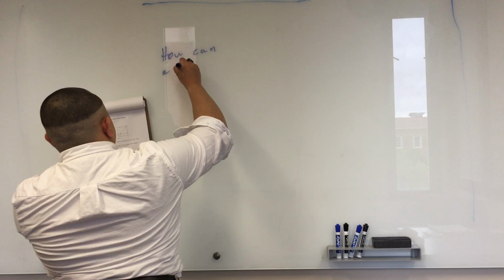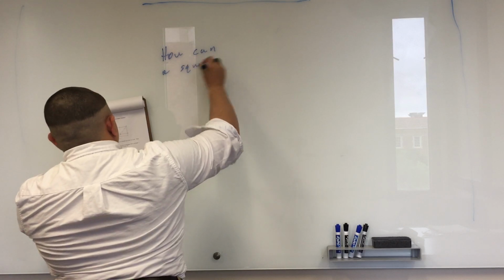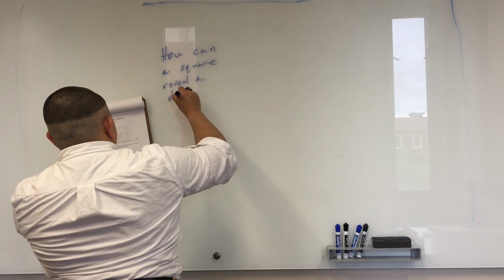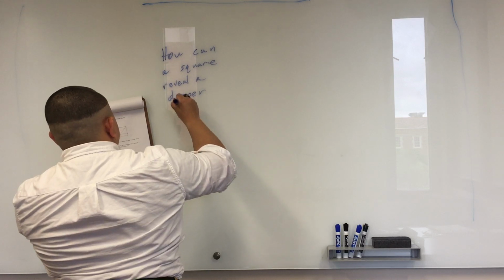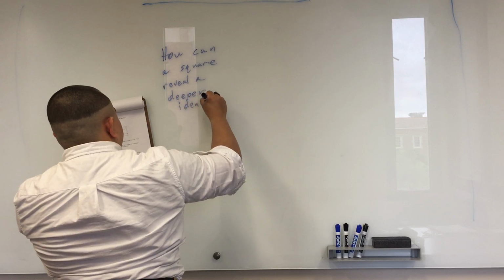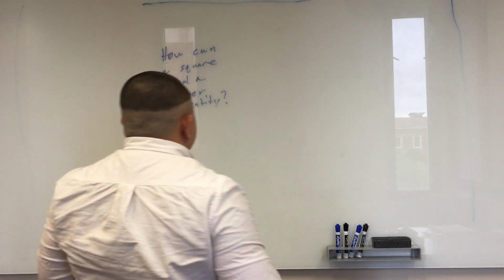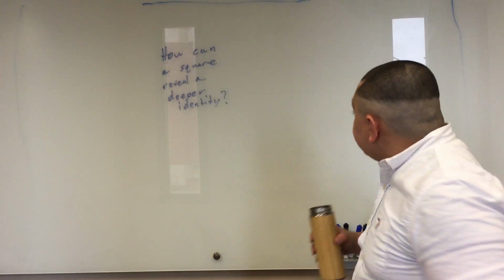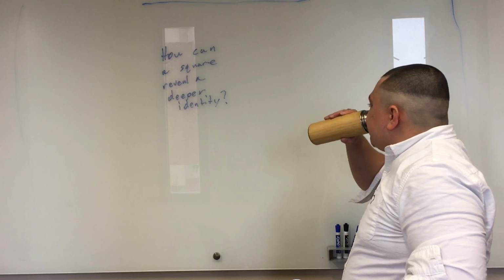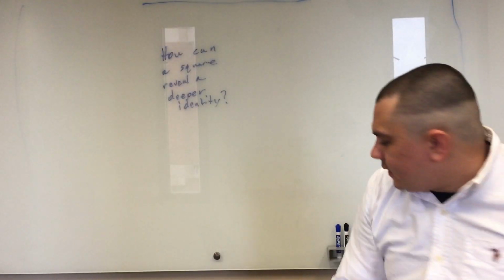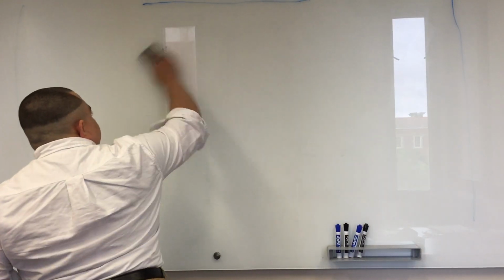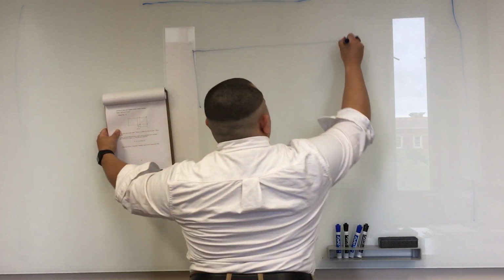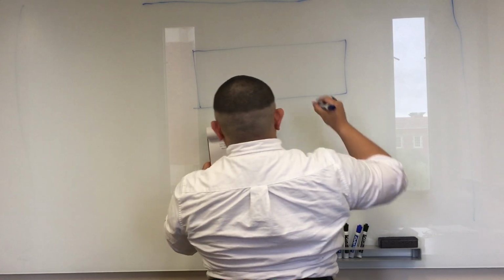How can a square reveal a deeper and more generalized identity? And identity theft is not a joke, but this should be fun. Wow, let's take a look. Another rectangle, quite a few of those.